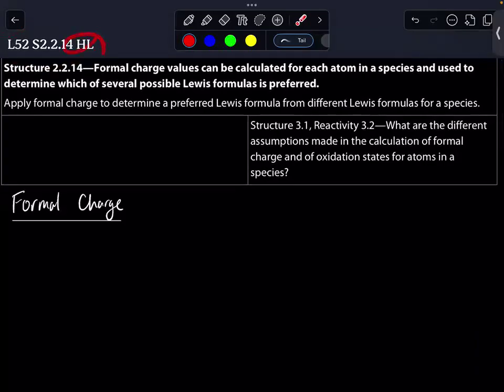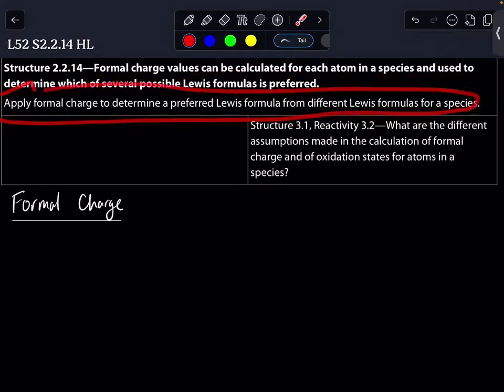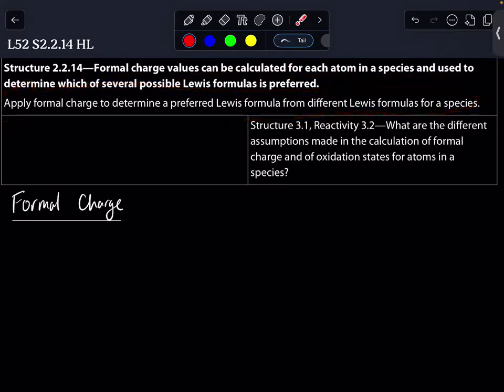This is an HL topic of my DP chemistry curriculum. We're talking about formal charge values, how they can be calculated for each atom in a species and used to determine which of several Lewis formulas is preferred. We'll be able to apply formal charge to determine a preferred Lewis formula from different Lewis formulas for a species.